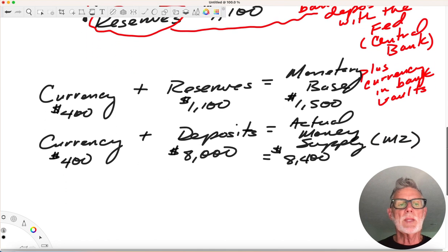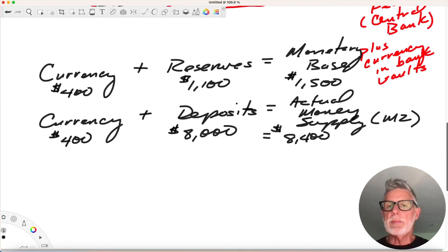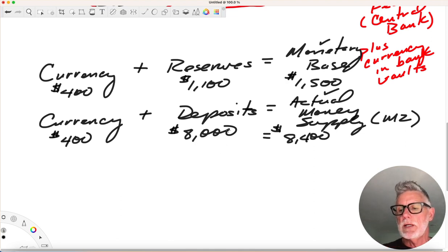All right, so one thing you're going to need to be able to calculate is something called the monetary base. Another thing you're going to need to be able to calculate is something called the actual money supply. Those are two calculations that you'll most certainly have to do on your Unit 2 exam and also on your final exam. Not threatening you, encouraging you to learn this, okay?